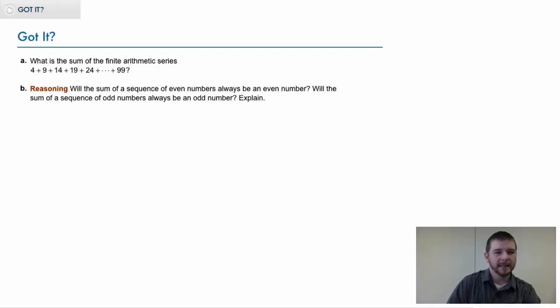A. What is the sum of the finite arithmetic series 4 plus 9 plus 14 plus 19 plus 24 plus, skip a few, plus 99? And B. A reasoning question. Will the sum of a sequence of even numbers always be an even number? Will the sum of a sequence of odd numbers always be an odd number? Explain.